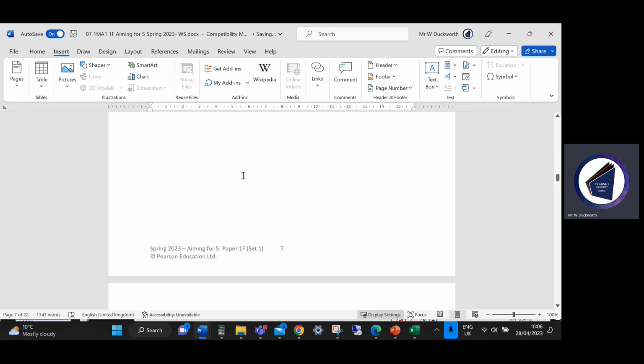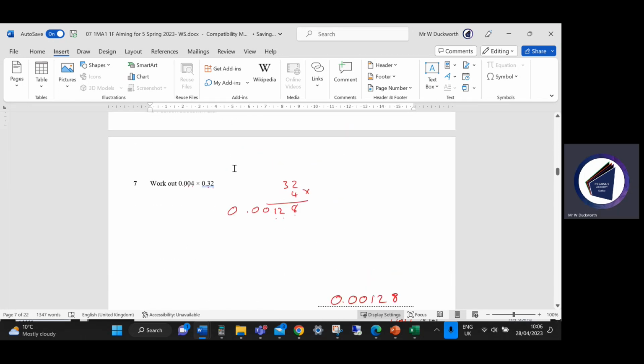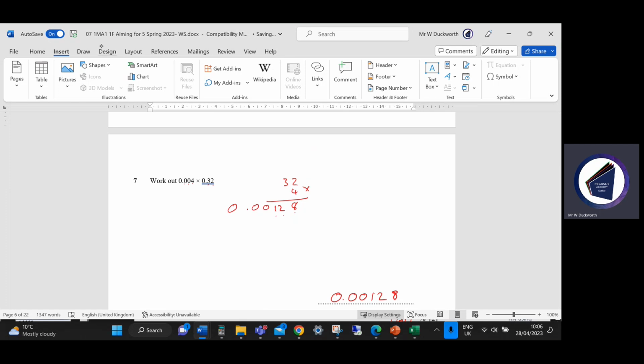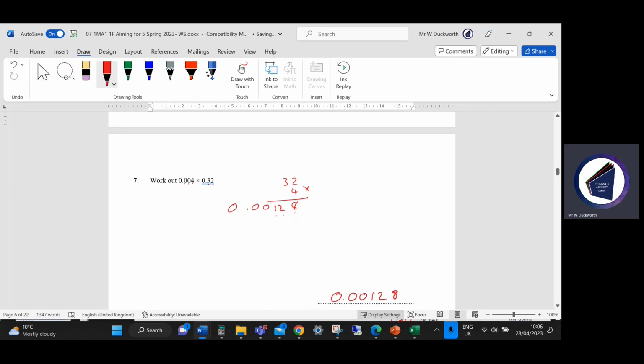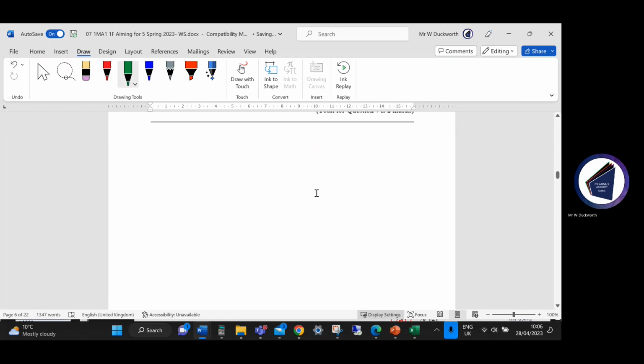Okay, and that's it for that page. So where are we? Question 7. Question 7, for example, 4 times by 32, and then converting. So we've got 1 mark there, 1 mark there. Right, question 8.